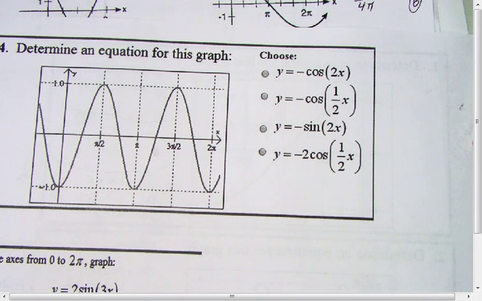Wait, so if it doesn't start at 0, does that mean it's cosine? Thank you. I will try and put that in for you, but my internet's down, so I'm doing it all on my phone.